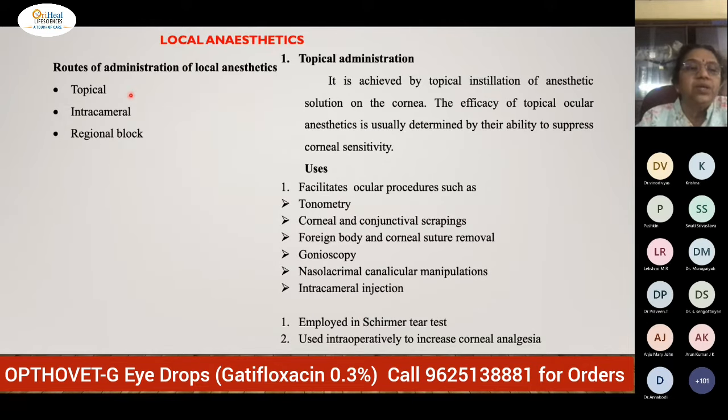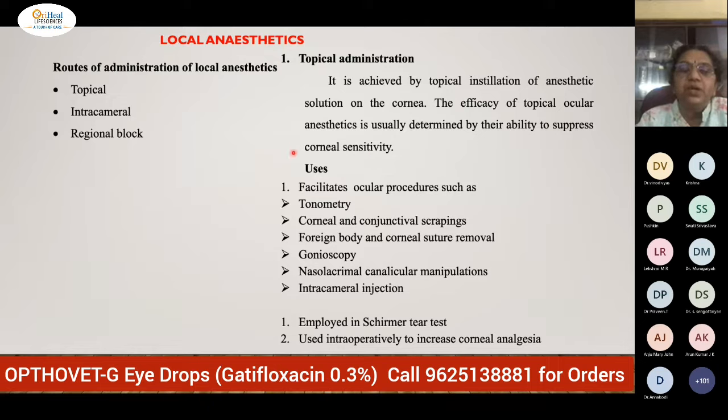Local anesthetics like topical, intracameral, and regional block are there. Topical is mainly with proparacaine. Intracameral we normally give to alleviate pain, and regional block is mainly to effect good post-operative analgesia and also to perform some surgeries in the eye. Topical administration is mainly achieved with the help of the cornea. So how will you know that the effect has happened? It is by assessing the corneal sensitivity.